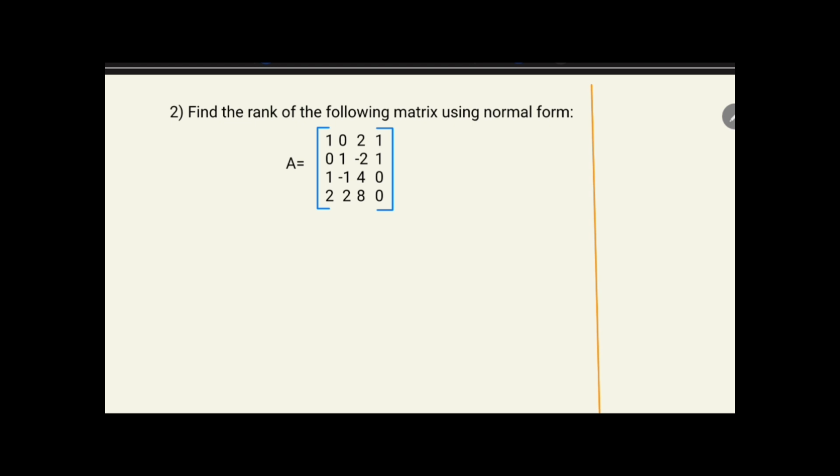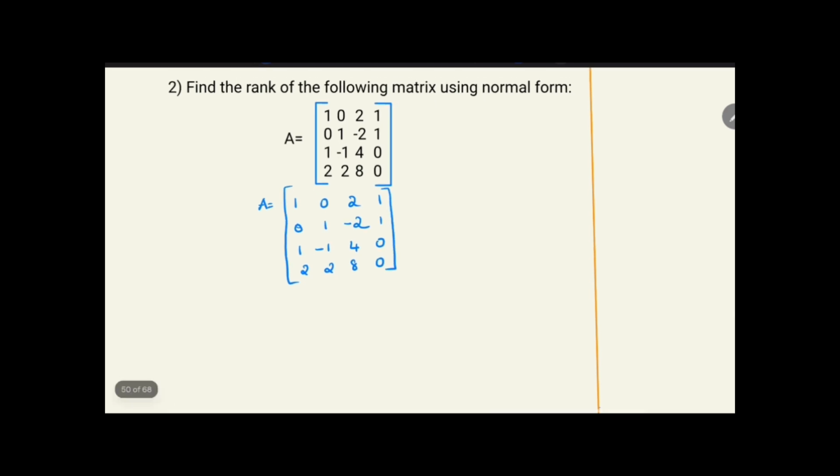Okay, first I will write down the matrix once. This is a bit lengthy problem. Listen carefully. The given matrix is A is equal to 1 0 2 1. It is a 4 by 4 matrix. 0 1 minus 2 1, 1 minus 1 4 0, 2 2 8 0. Okay, so this is the matrix that is given.